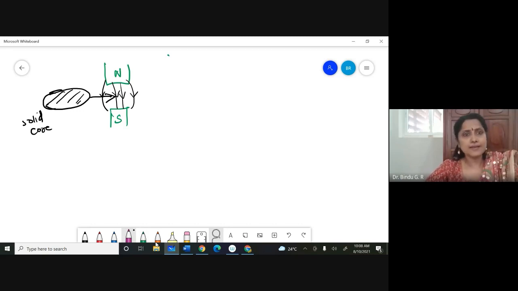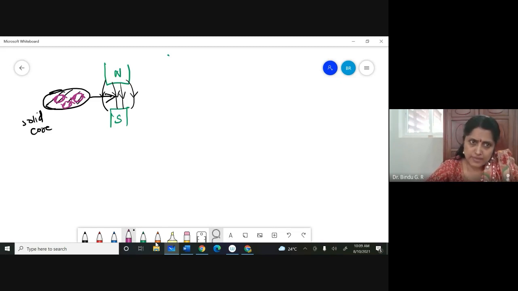But how does that current flow? Because it is a solid core, currents flow within the core like this. It forms small loops within the core. Lenz doesn't like it. Whenever there is a change in magnetic flux, Faraday is happy, but Lenz doesn't like it. Lenz says, no, I will not permit it. According to Lenz's law, the magnetic flux should not change.